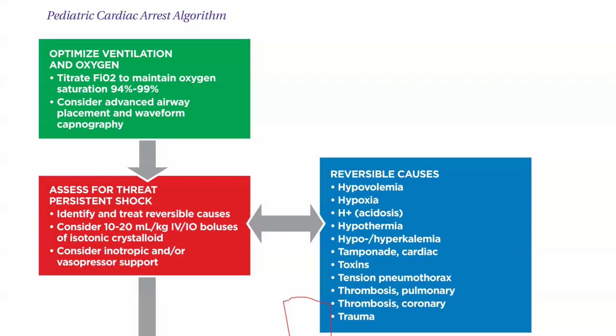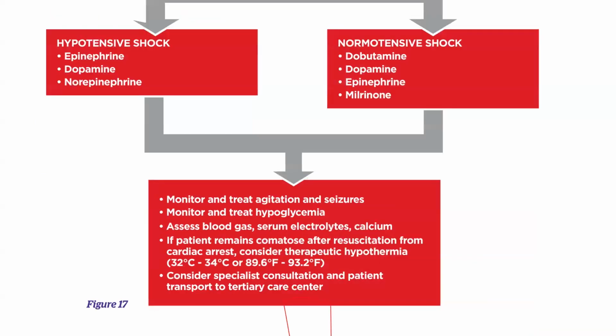So how to approach? Optimize the ventilation, titrate FiO2 to keep the saturation 94 to 99. Consider advanced airway if it was not done yet. Assess for threat or persistent shock. Give a fluid bolus with isotonic crystalloids and use pressors to improve the blood pressure and the perfusion. And look for the reversible causes, the 6 H's and 6 T's.